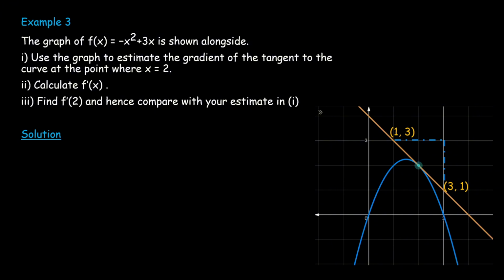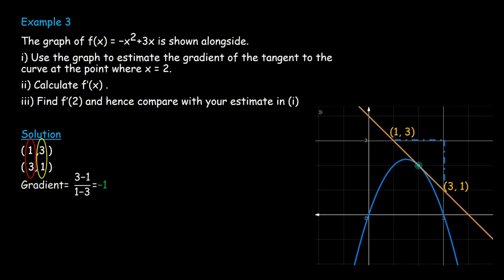It is best practice to write these points aligned or stacked on each other so that you don't make mistakes when you're calculating the gradient. We'll start by finding the change in y. So we do 3 minus 1, and then we also find the change in x. From there on, we can now find the gradient, which is the change in y over the change in x, and that gives us -1.